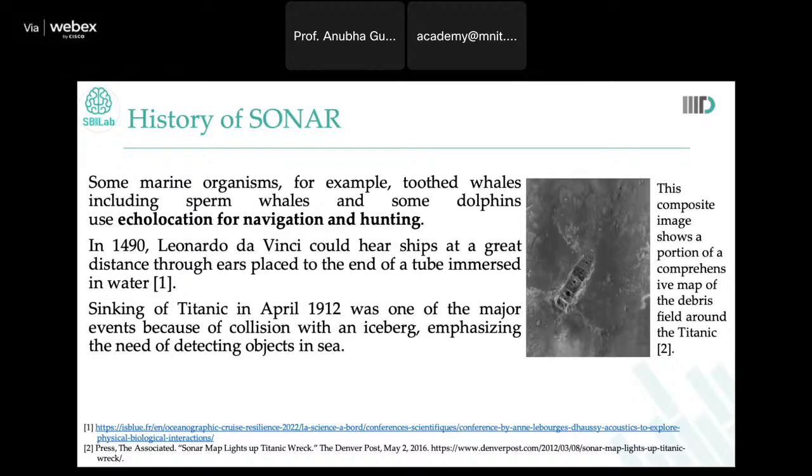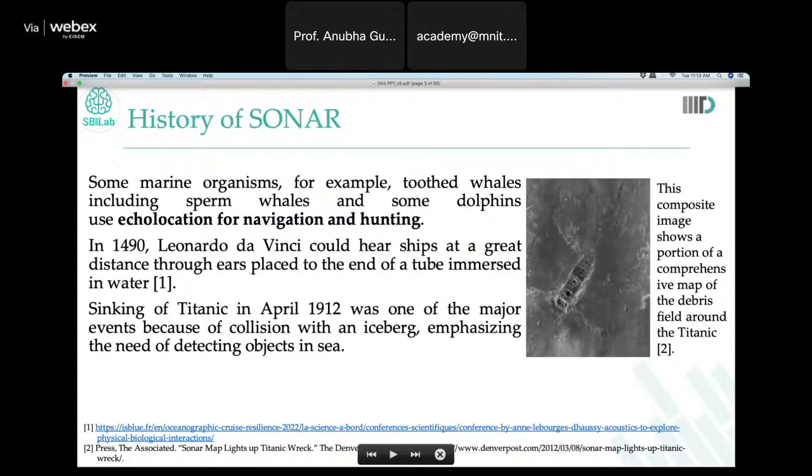Now, in 1490, Leonardo da Vinci could hear ships at a great distance through ears placed to the end of a tube immersed in water. These are some initial things where people realized that they could do a lot more in the sea. Now, the sinking of the Titanic in 1912 was one of the major events because it collided with an iceberg. A ship that was thought could never sink ended up in the loss of too many lives. This again emphasized that there is a huge need for detecting objects in the sea. If the iceberg could have been detected in time through some sonars or systems like this placed on the ship, perhaps this could have been avoided.